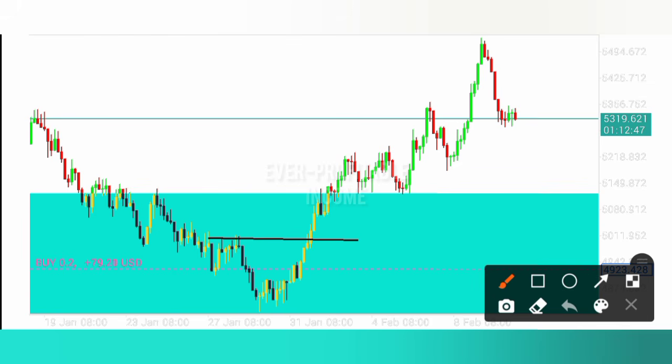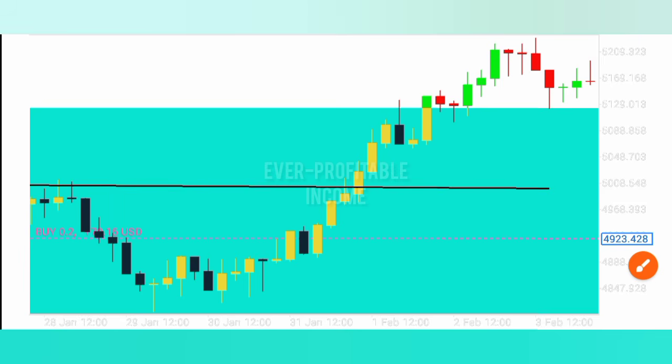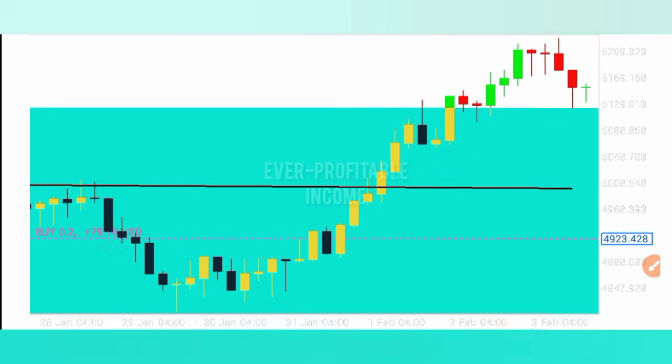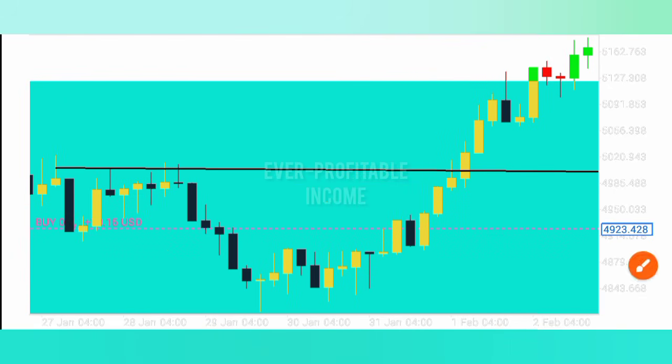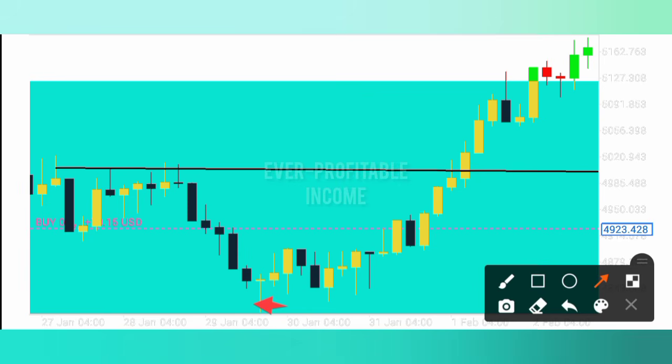The other thing is to check the wicks of the candles. Are they short? Are they long? Are you seeing rejection? When you see the presence of long wicks, it shows rejection. It means sellers are trying to push price down, but buyers are having the upper hand and pushing price upward.